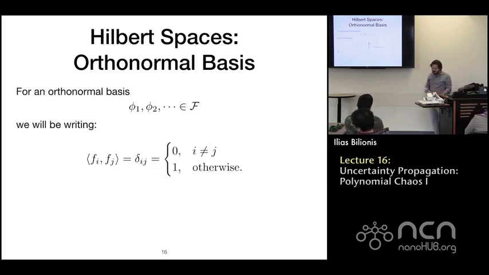Anyway, and for convenience, again, I remind you that this is the inner product of phi i, phi j. We will be writing that the dot product between phi i and phi j is the Kronecker delta. This will simplify things a little bit. And the Kronecker delta is 0 if i and j are different and 1 otherwise. Okay, so this tells you that the basis is orthonormal.